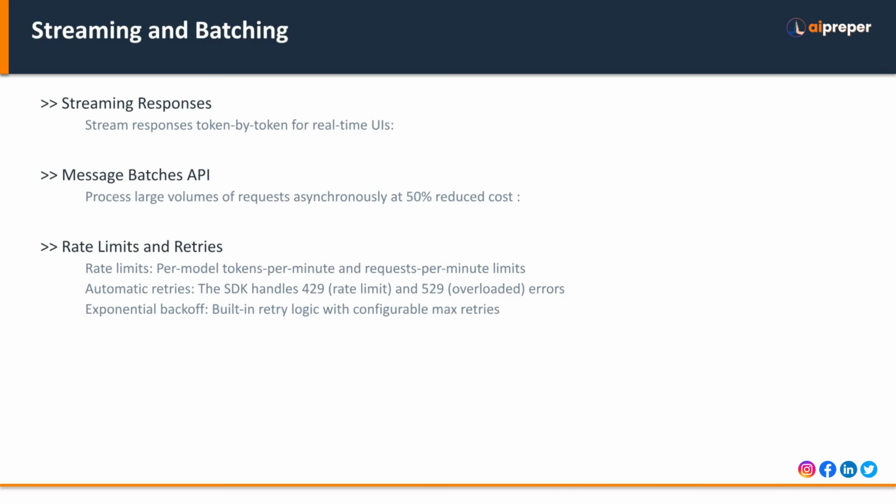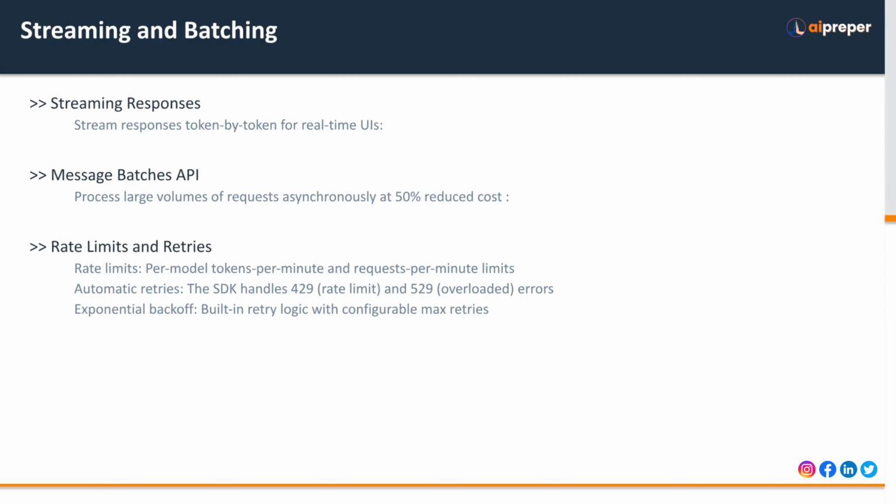Streaming responses allow token-by-token updates for real-time UIs. Message Batches API processes large request volumes asynchronously at a reduced cost. We also discussed rate limits and retries, including the SDK's built-in exponential backoff for error handling.